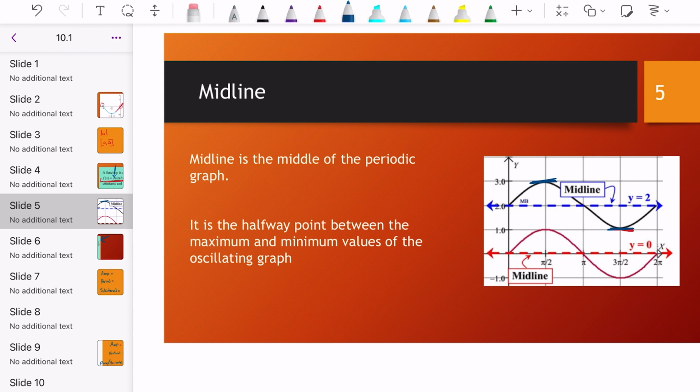So it is the halfway point between the maximum and minimum values of an oscillating graph. Now, if we were looking at the red equation, it would be slightly different because notice we have here a maximum of 1 and a minimum of -1. So in that case, the midline would be 0.